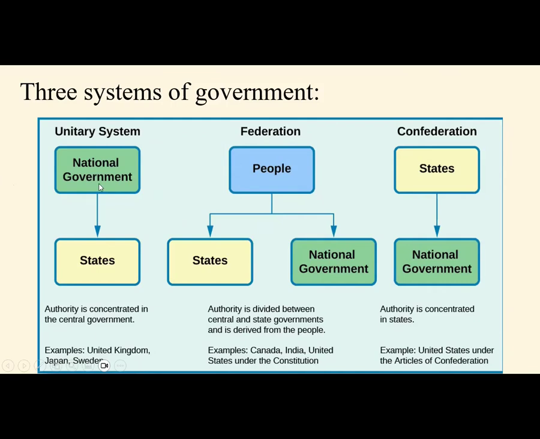And in a unitary system, all power is derived from a strong centralized national government. So that would have been, in our case, as colonies, the British national government, King George and Parliament. And that power then will be passed down from the central government or the national government to state and local governments. That's how a unitary system works. It's very top down.